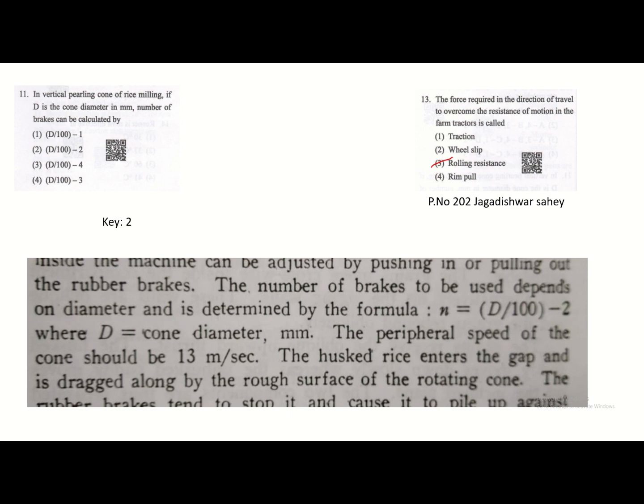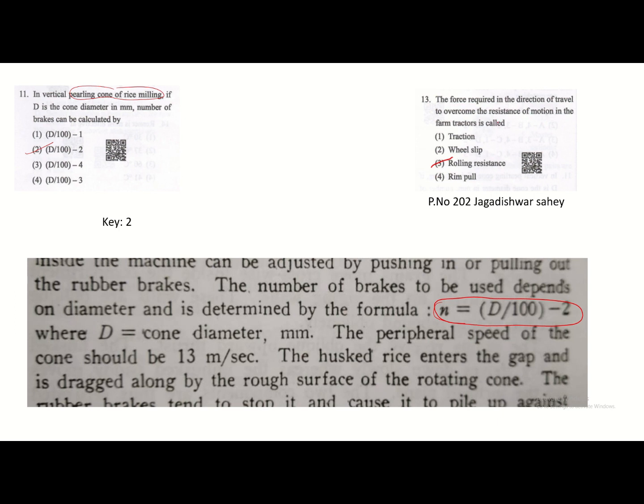Now the next one is very deep, you need to go into rice milling operations in processing. The formula for this is from the Chakravarti book. So this is the answer. The key is the number of breakers in the parabolic rice milling, the answer is 2.